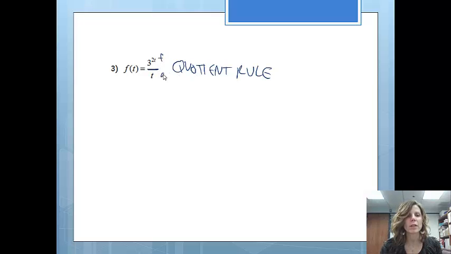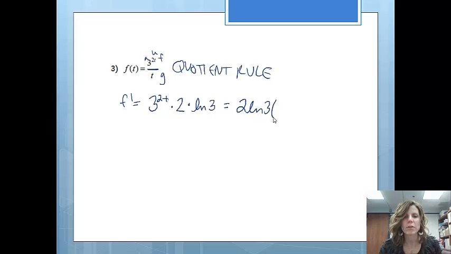So I'm going to let the top be f and the bottom be g. To get f prime, I do notice that this is an a to the u problem. The derivative of a to the u is just a to the u, and then times du, the derivative of 2t is 2, and then times ln a, so times ln 3. Okay, so I think I'll rewrite this again as 2 ln 3, and then times 3 to the 2t. Alrighty, my g prime will equal, the derivative of t is just 1, so that was good.